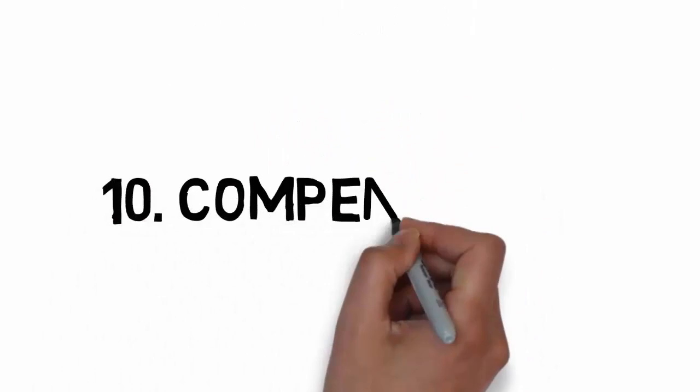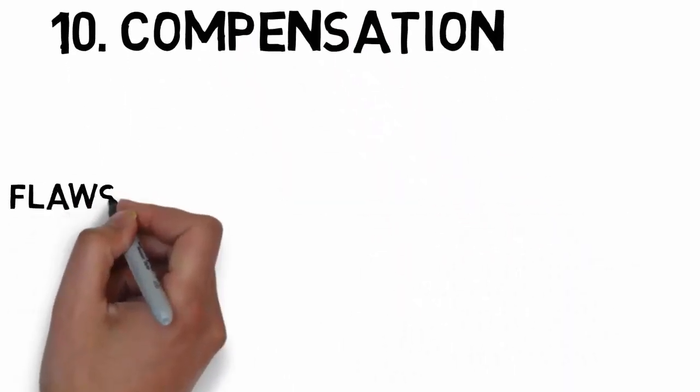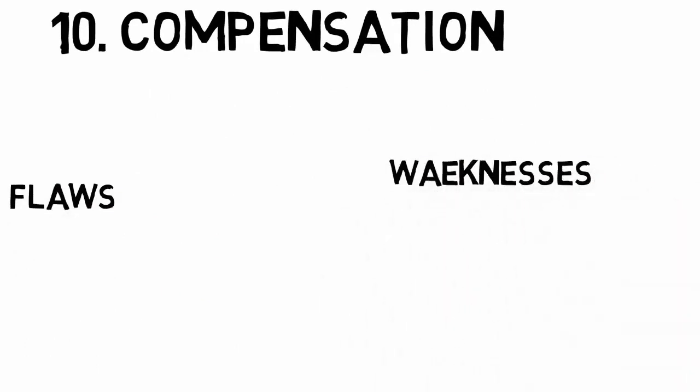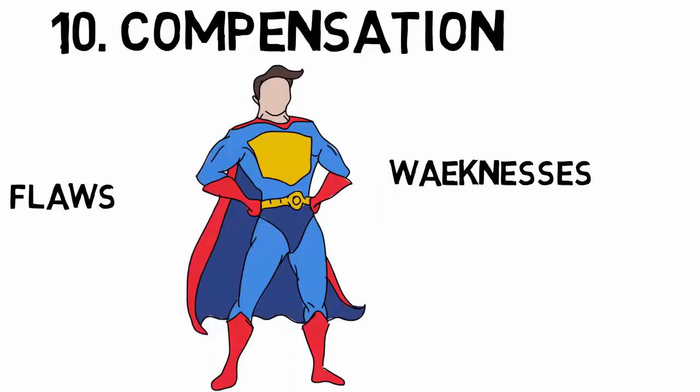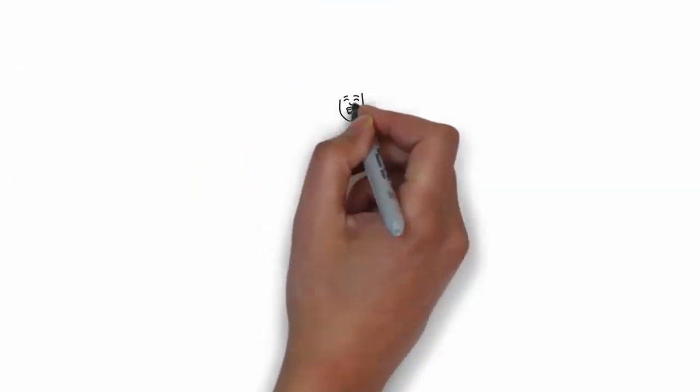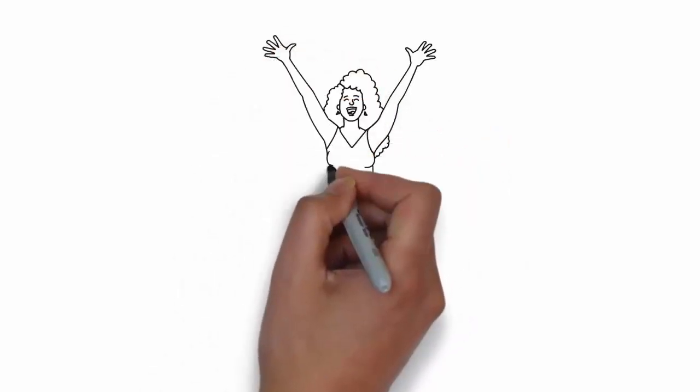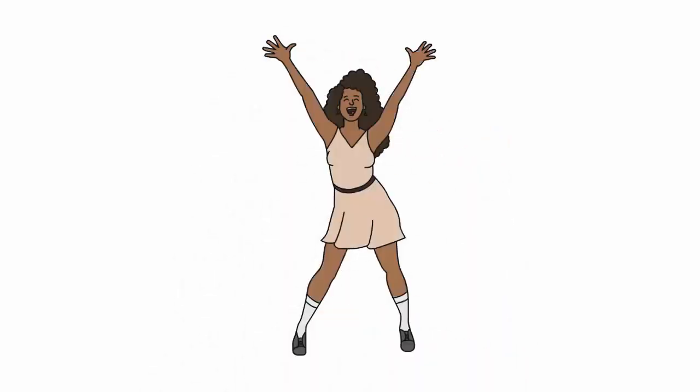Number 10 defense mechanism is compensation, to counterbalance perceived flaws or weaknesses while instead emphasizing strengths. For example, a person says they cannot draw but they are really good at dancing and singing.